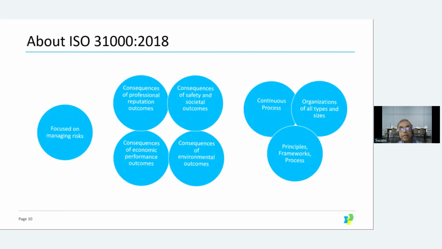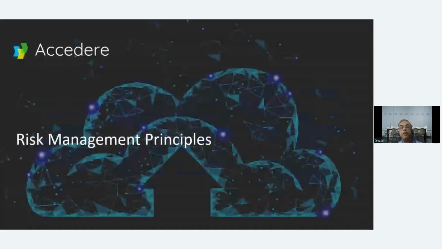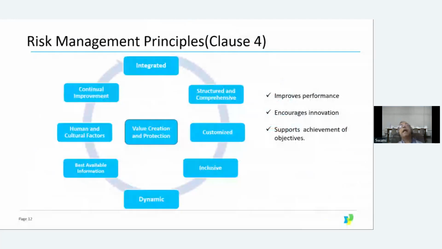Now, coming to the next, we will see what the principles are. Principles are to be followed in order to have an effective and efficient risk management process. There are 8 principles as per ISO 31000:2018, given in clause number 4. The first and foremost is integration. The purpose of these principles is to achieve value for the organization. We have to create value, and also protect the value.